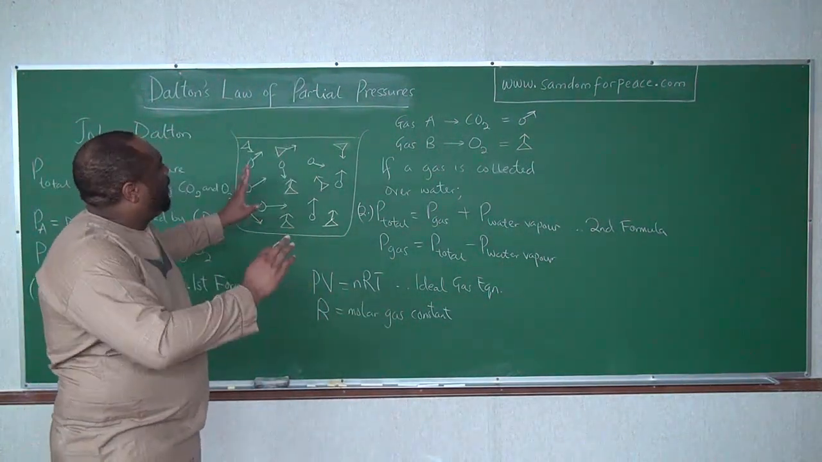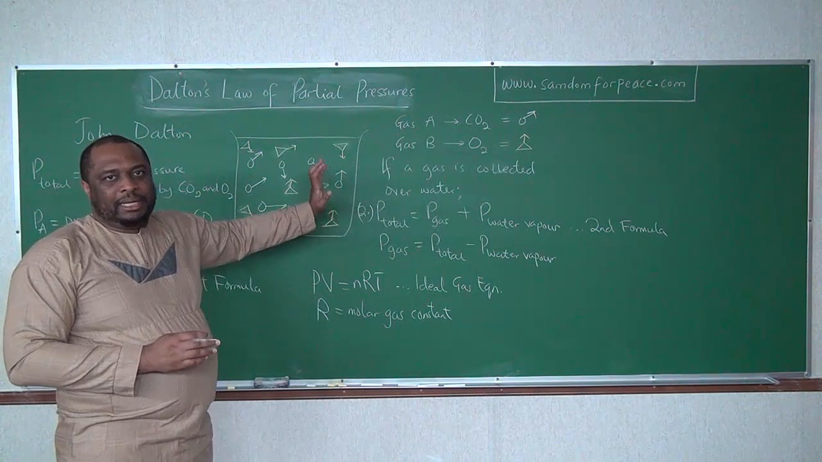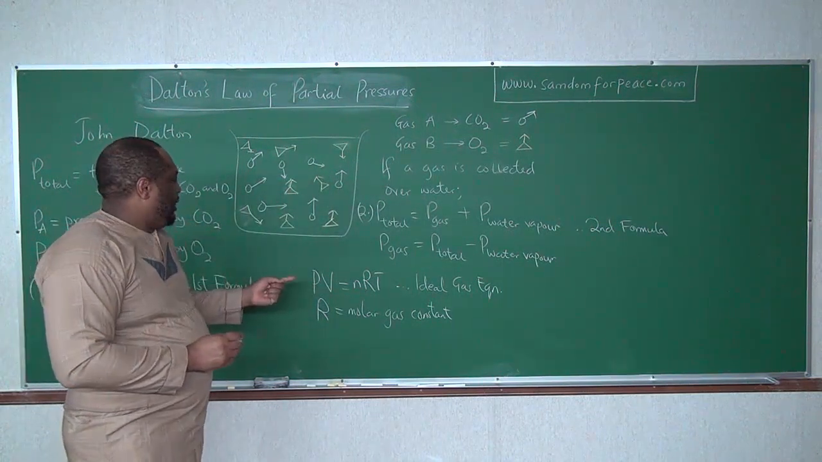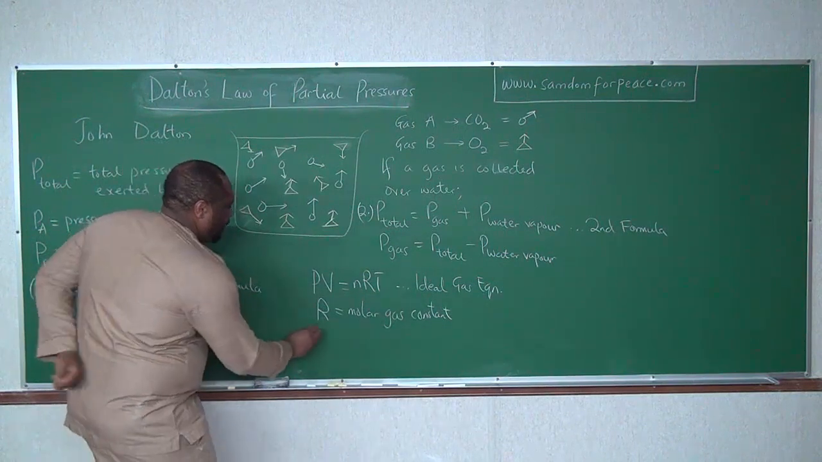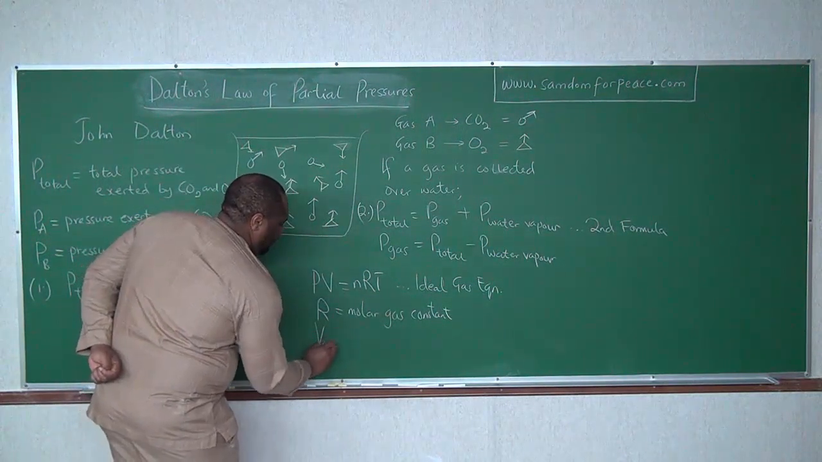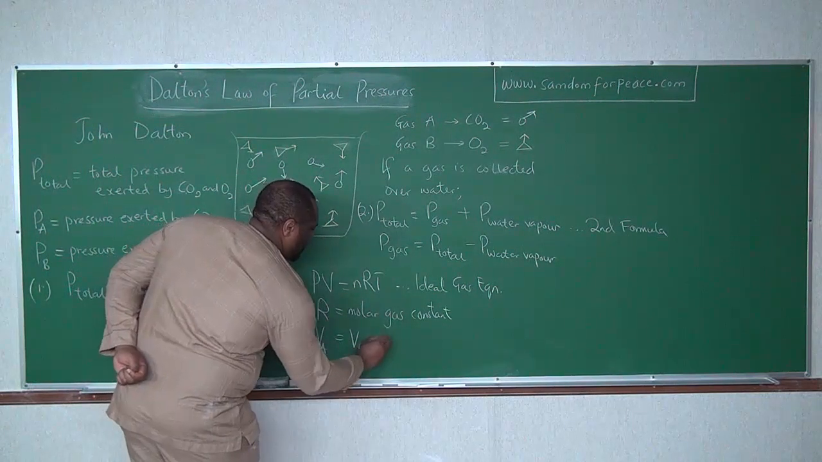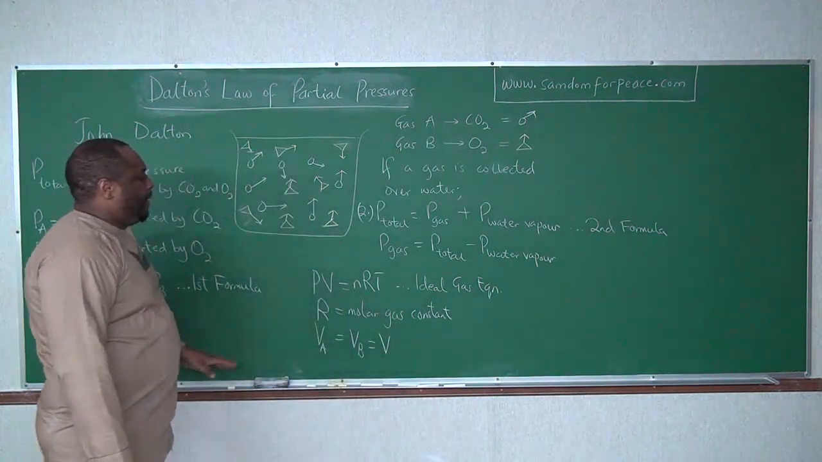Now, this is a closed container. Because you have this as a closed container, the volume of gas A is equal to the volume of gas B, which is the volume of the container. Okay?